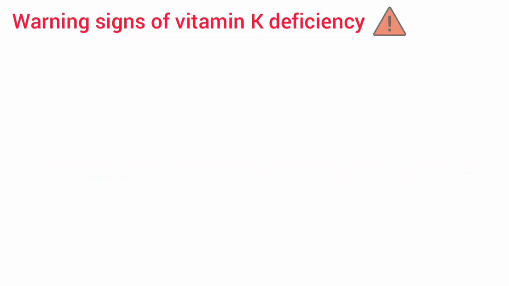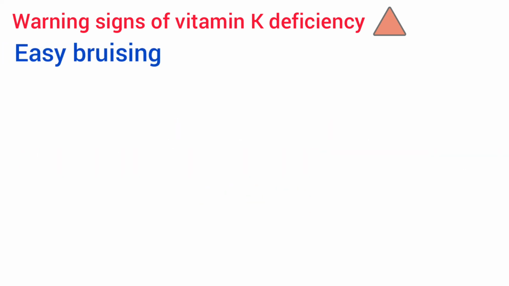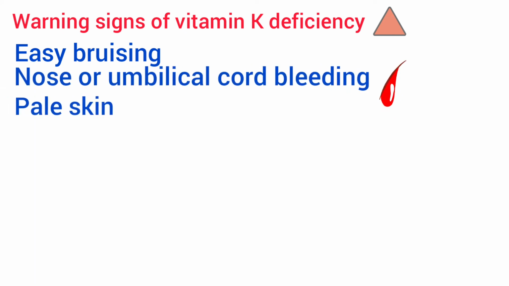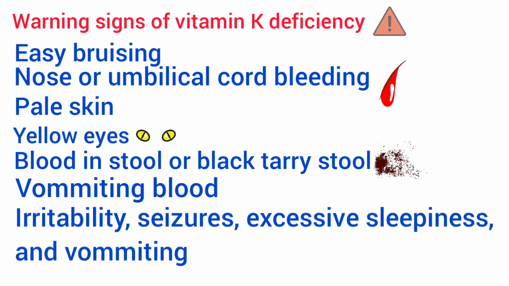What are the warning signs of VKDB in infants? In the majority of cases of VKDB, there are no warning signs at all before life-threatening bleeding starts. However, babies who do not get a vitamin K shot at birth might develop any of these signs of VKDB, such as easy bruising, especially around the baby's head and face, bleeding from the nose or umbilical cord, pale skin, yellow eyes after the baby is 3 weeks old, blood in stool, black tarry stool, or vomiting blood. Irritability, seizures, excessive sleepiness, or a lot of vomiting may all be signs of bleeding in the brain.